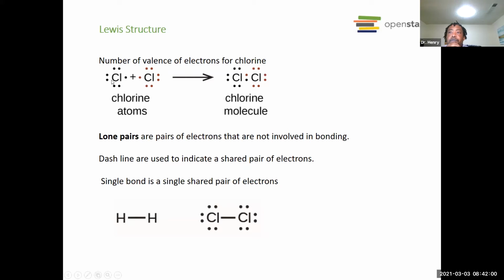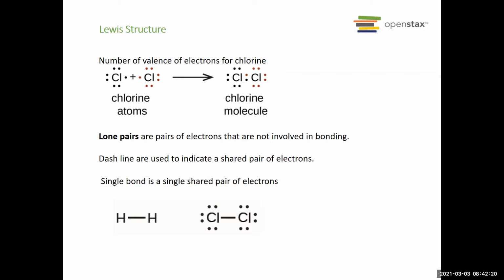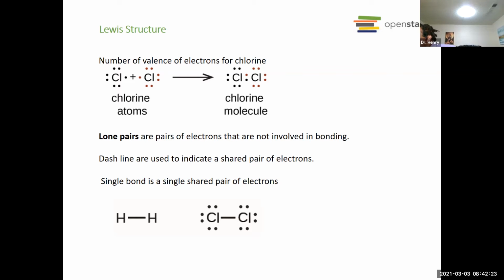So in the case of chlorine interacting with chlorine to form our chlorine molecule, both of these have 7 electrons around them. So their goal is to try to have 8 electrons around them. Who are they trying to be like? The noble gases. So which noble gas is chlorine going to want to be like? Argon. Okay. So argon has 8 electrons around it.